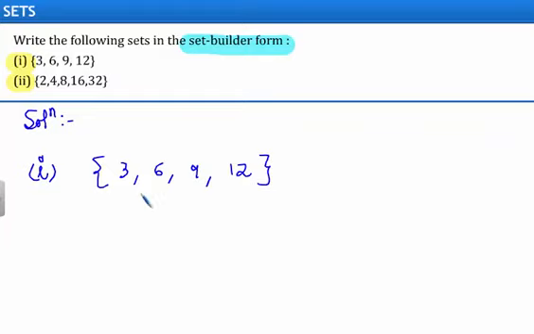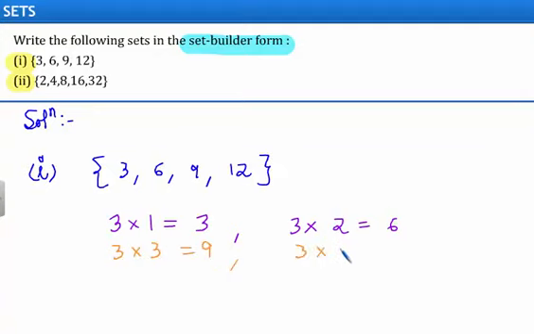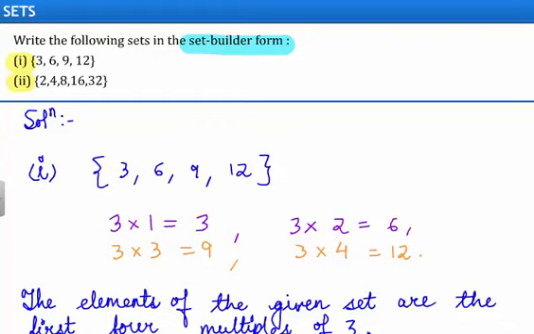Now, if you observe the elements of this set very carefully, you can see that 3 into 1 is equal to 3. 3 into 2 is equal to 6. 3 into 3 is equal to 9. And 3 into 4 is equal to 12. So the elements of the given set are the first 4 multiples of 3.